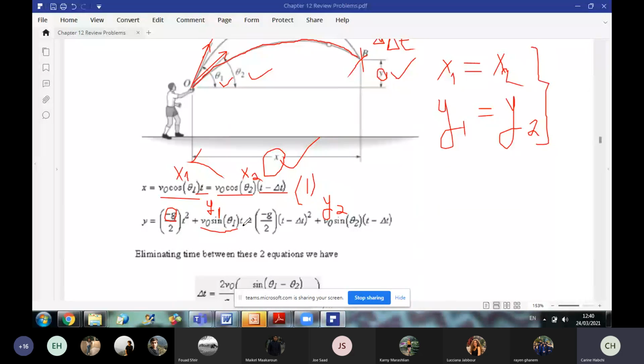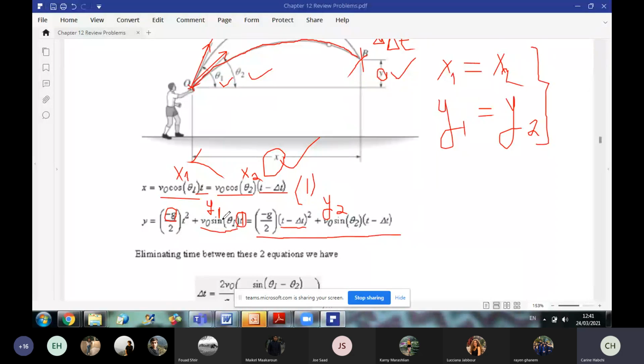Since the beginning of motion corresponds to t equals 0, the variable is t. We should add plus y0, but since we considered the origin O for the frame, y0 is equal to 0. This should be equal to y2. For y2, it's the same equation form, but the difference is that the time counted for the motion of the second particle is t minus delta t.